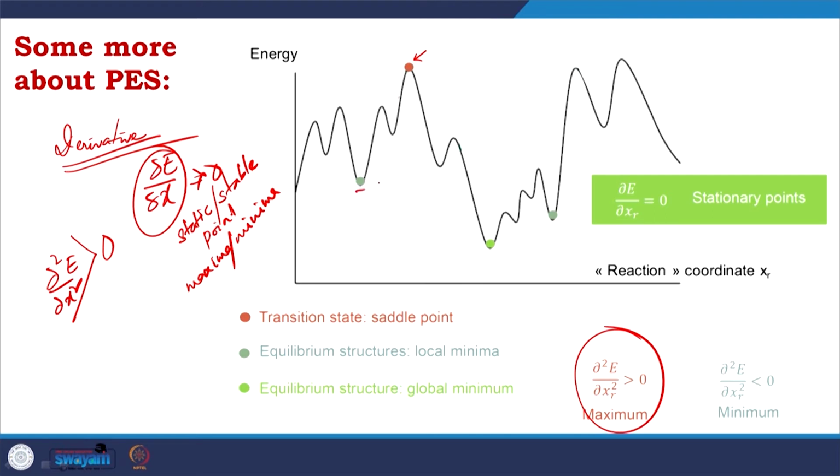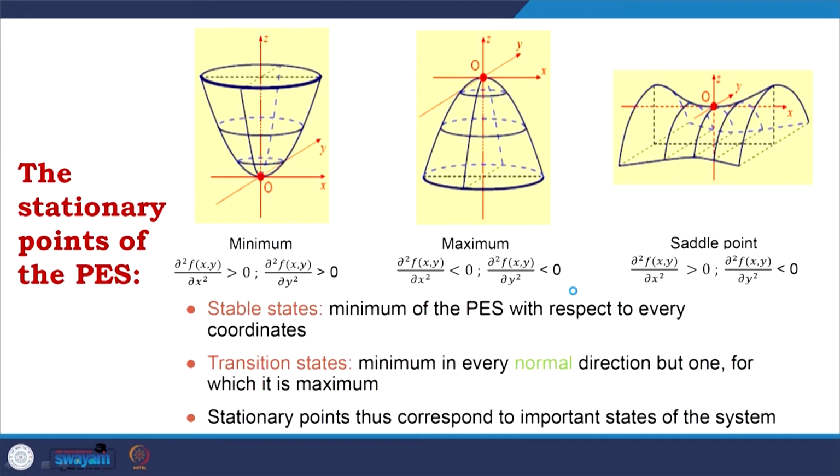But among minimas, if you see, these are local minimas, whereas these represent global minima. As I told, the stable states are the minimum of the potential energy surface with respect to every coordinate. The transition state or the saddle point is minimum in every normal direction but one, for which it is maximum. Stationary points thus correspond to important states of the system.